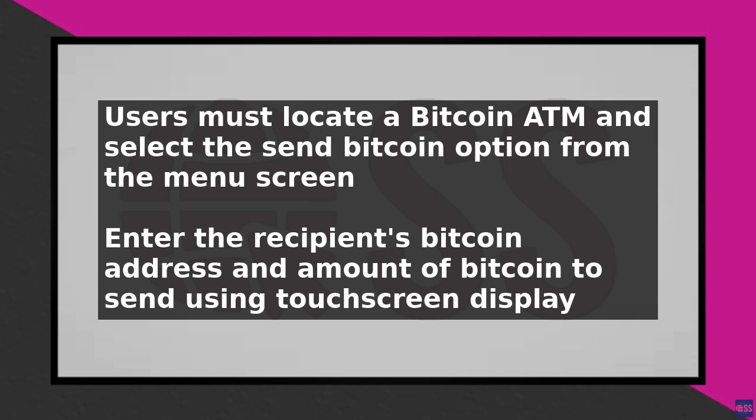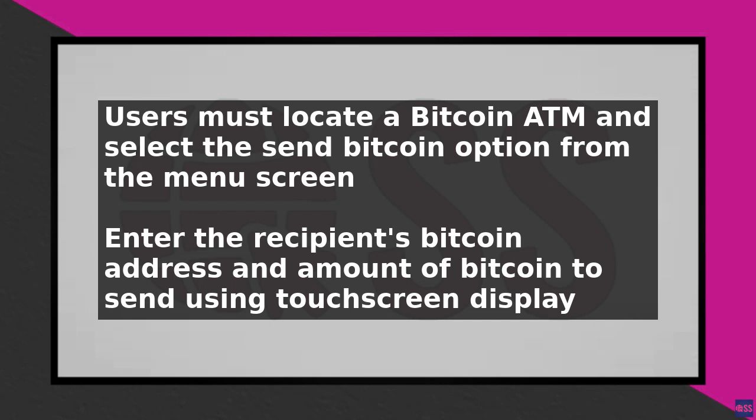After entering the recipient's address and the amount of Bitcoin, you will need to confirm the transaction. The Bitcoin ATM will provide you with a summary of the transaction, including the amount of Bitcoin being sent, the recipient's address, and the transaction fee.